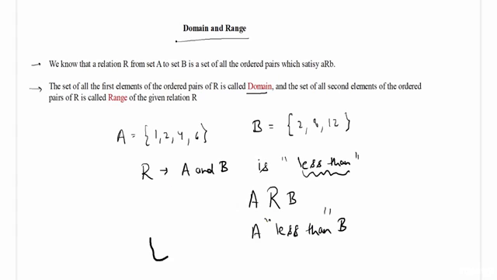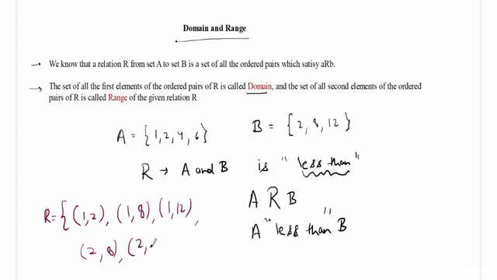So what are the ordered pairs? Let's write down the relation R. Clearly 1 is less than 2, so (1, 2). Here 1 is the element from set A, and 2 is the element from set B. Second, 1 is less than 8. Third, 1 is less than 12. Then fourth, we compare 2 with all these. 2 is not less than 2, so (2, 2) will not come. But 2 is less than 8, so (2, 8) is possible. Similarly (2, 12) is possible.